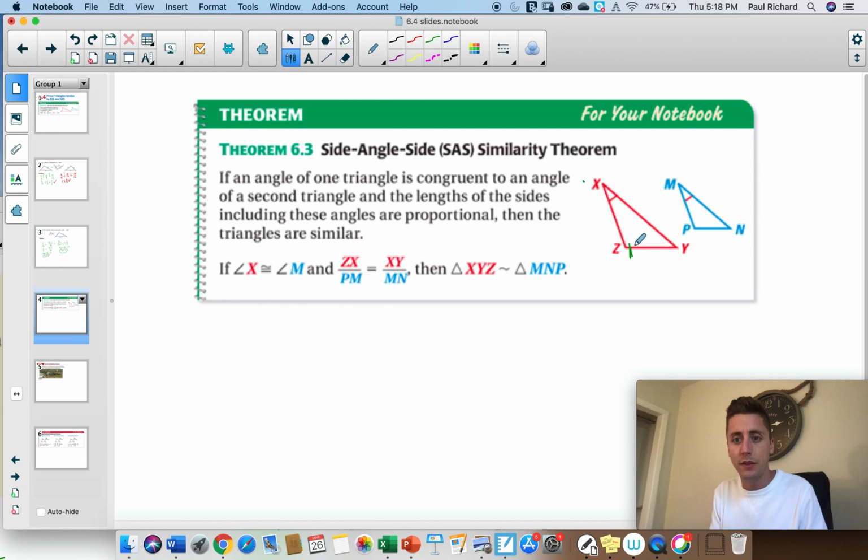We're not talking about this side length and this side length because they're across from the angle, right? So the words here are very important. All right, so with that said, let's do some practice problems. The angles have to be the same, and the including sides have to be proportionate.